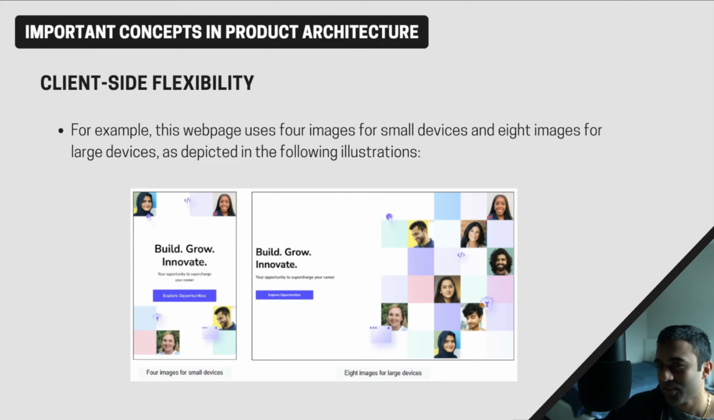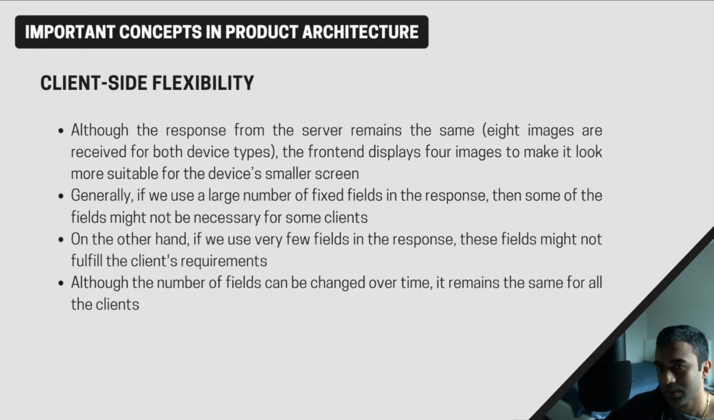So for example, this web page uses 4 images for small devices and 8 images for large devices, depicted in the following illustration. Although the response from the server remains the same, 8 images are received for both devices, the front end displays 4 images to make it look more suitable for the device's smaller screen.